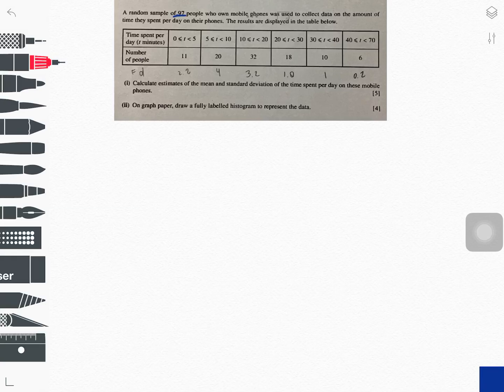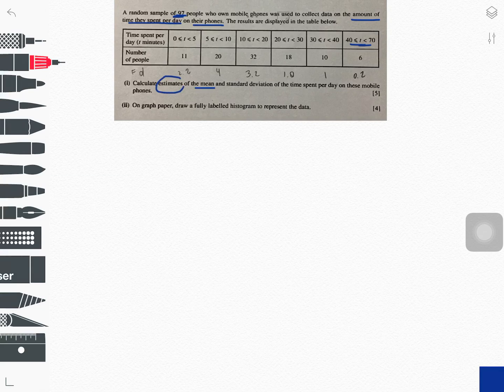A random sample of 97 people who own a mobile phone was used to collect data on the time they spend per day on their phone. If Jisung is here, he is definitely in a different category, more than this. The results are displayed in the table below. They said find the mean.